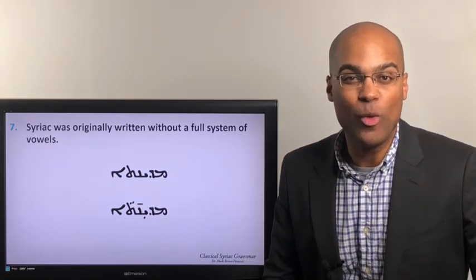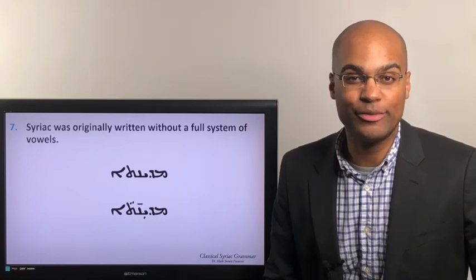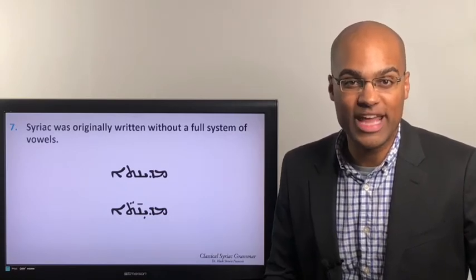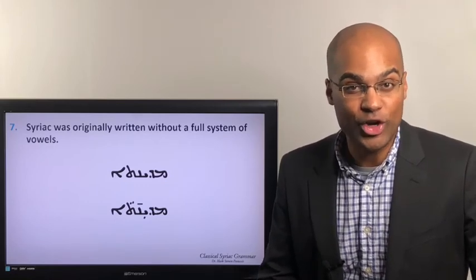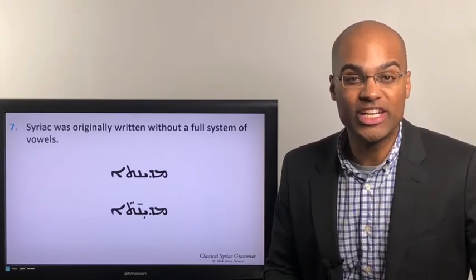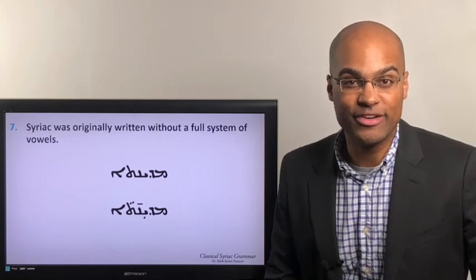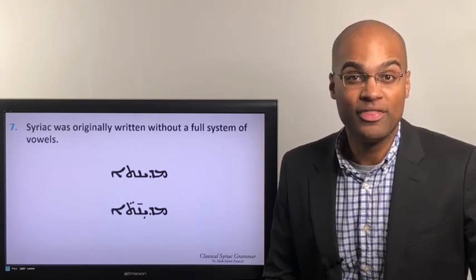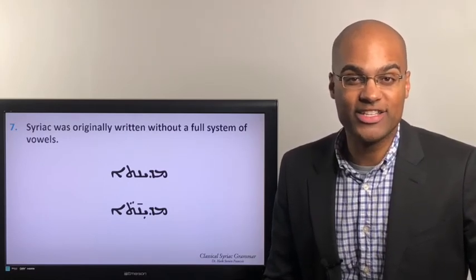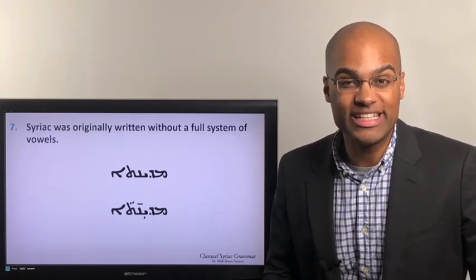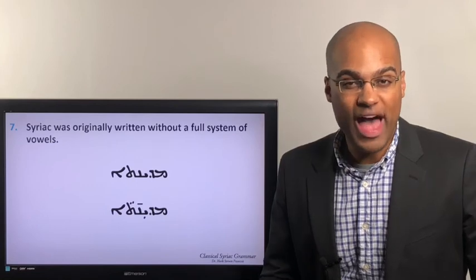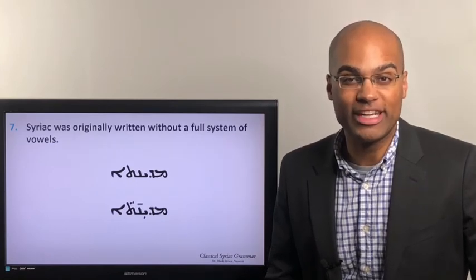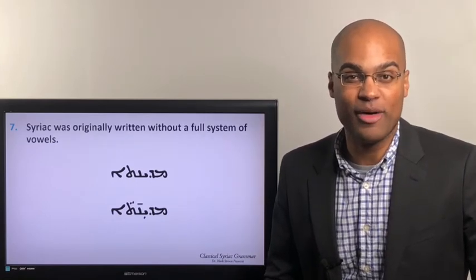But you have to know what the word is ahead of time to be able to know which vowels to attach to these consonants. Now, if you know Hebrew, you can be encouraged by the fact that it is much easier to do this in Classical Syriac than in Hebrew. The vowel patterns that we have in Classical Syriac are much more predictable than the vowel patterns that we have in Biblical Hebrew. So Classical Syriac was originally written without a full system of vowels.